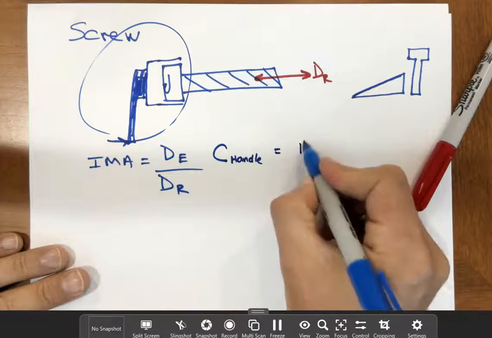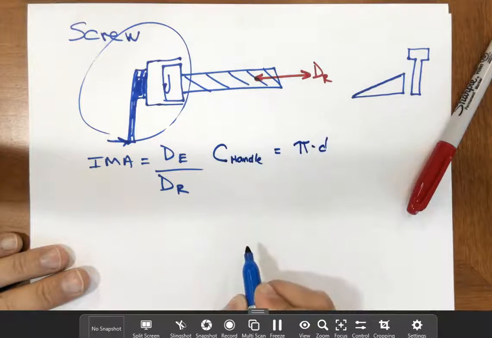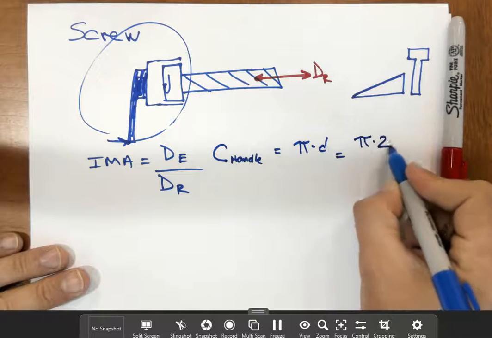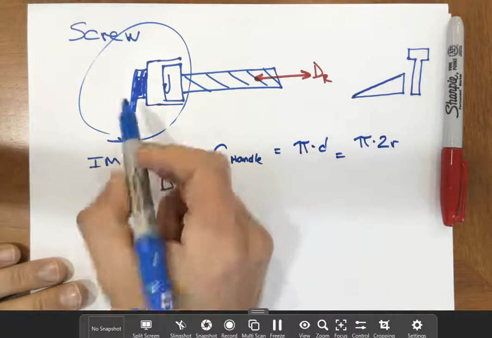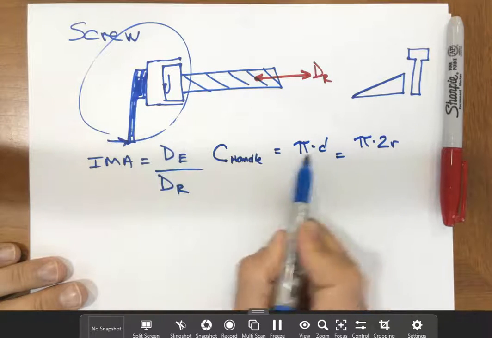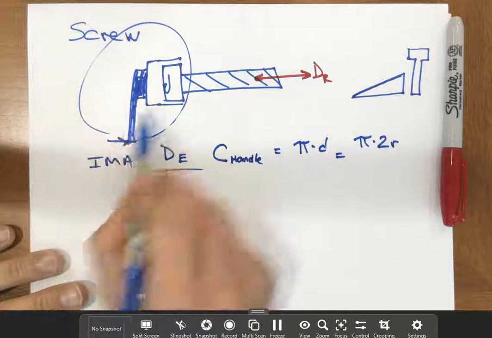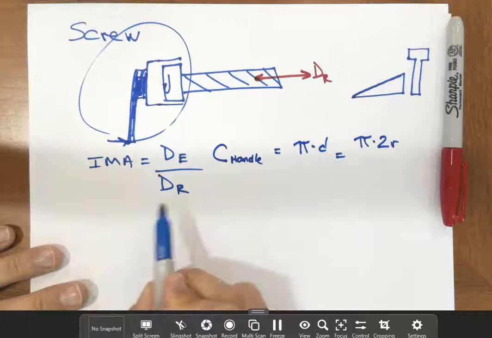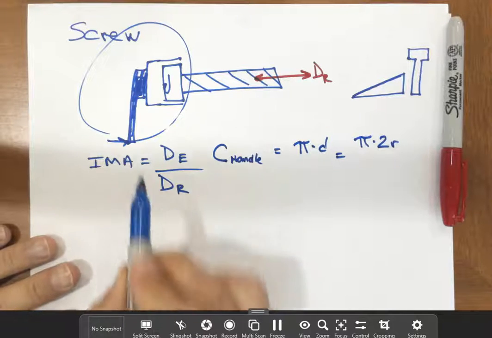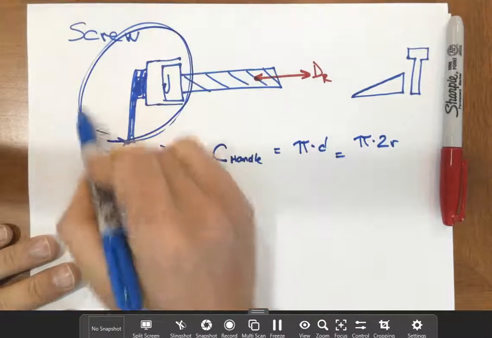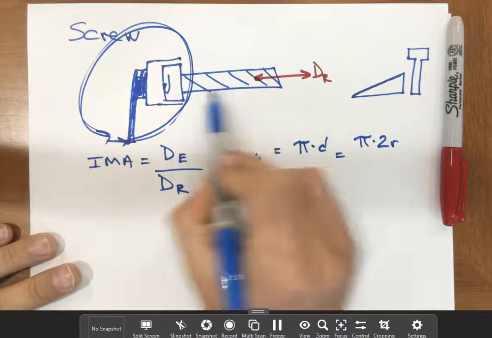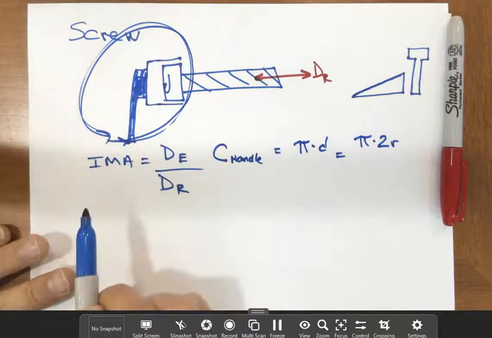Remember, circumference is pi times diameter, and a diameter is twice the radius. So if you know the length of the handle, that's really a radius. You'll want to double that to get the diameter, and then you have circumference. Well, for the distance of the resistance, we have to make sure we're comparing apples to apples. If we use the circumference, that's 1 revolution. We need to know how far the screw will move linearly with 1 turn.